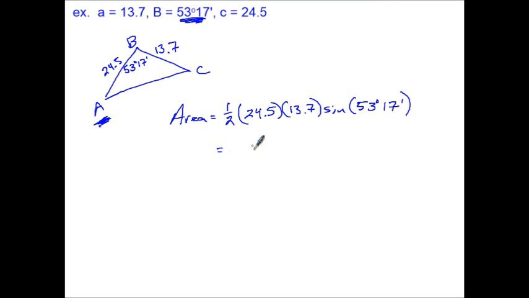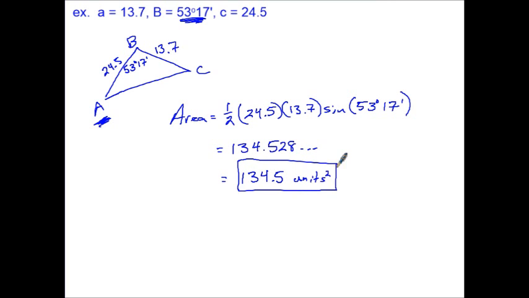Alright, so the calculator should spit out 134.528 and a whole bunch of other icky decimals. And again, sticking with my rounding to the nearest tenth theme, this will be a 134.5. And again, since we're talking area, we're talking about square units. So there you go. That's how that formula works. Again, caution, know where all the calculator buttons are, and make sure that you're dealing with the right information in the right order before you jump into it too deeply.